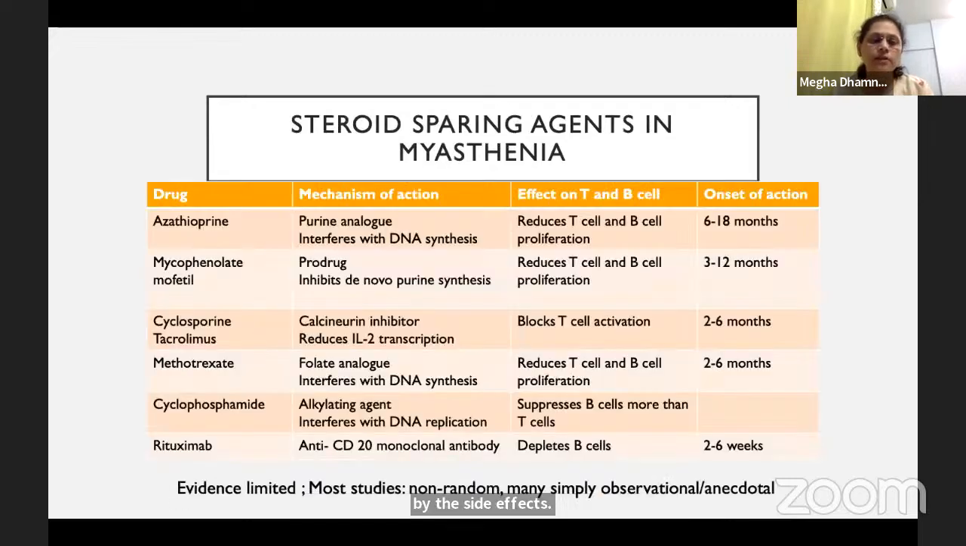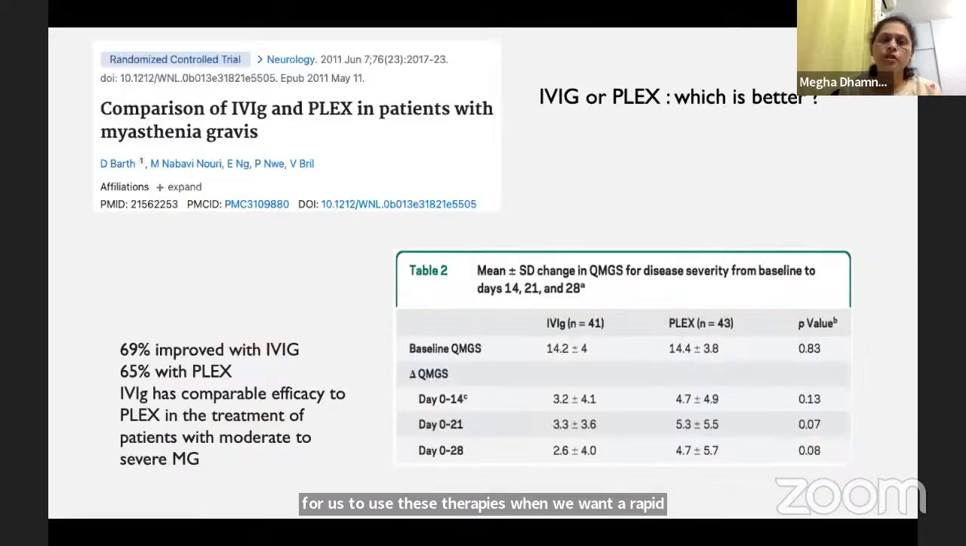There are multiple agents which have been used for myasthenia. However, we do not have evidence. Most studies are non-random. Many of them are simple observational or anecdotal studies. Side effects limit the use of these treatments, and the onset of action is months, and hence it is difficult for us to use these therapies when we want a rapid response in patients with severe myasthenia, right? So in these patients, then we use IVIG or plasmapheresis, and we wonder which is a better option.